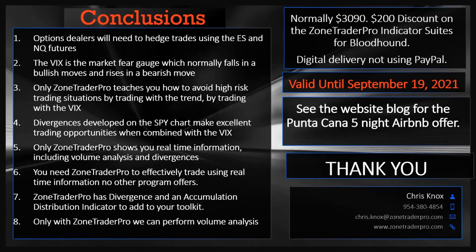And I'm going to try to make it real simple because we have the BloodHound template, we have these divergences. The hardest part about trading with this type of system is not necessarily the entry, it's going to be the exit. That's something we talk about personally in the training that I do. Divergences developed on the SPY make excellent trading opportunities when we combine them with the VIX. And we show you that in real time.